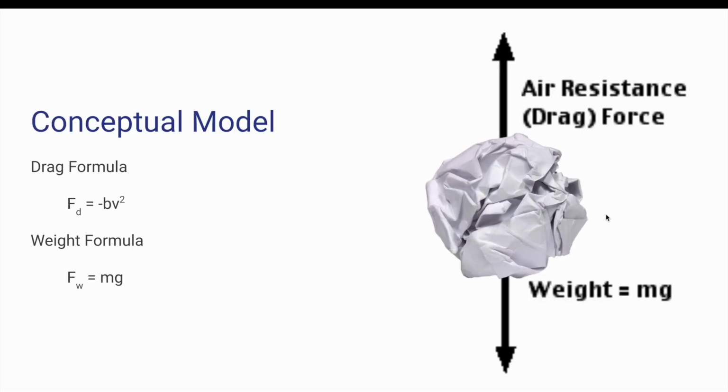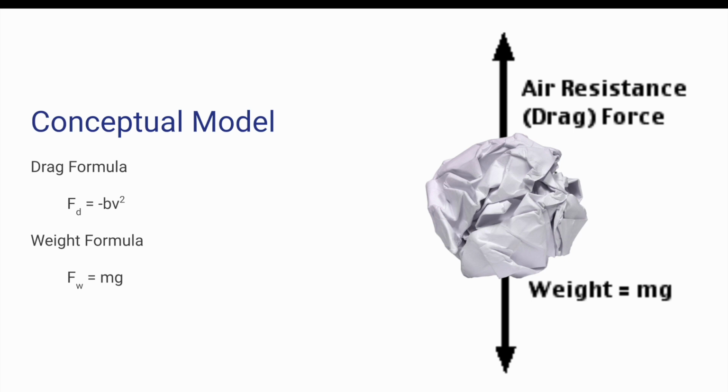So a conceptual model of the drag formula and the net force formula that we'll be using is shown on the right. We can see the paper ball, which is the system that I use in my equation, being pushed up with drag force, which in this instance is modeled by air resistance, and weight, which is mass times gravity, which we can find using the mass of the paper ball and the constant of gravity from the Earth's gravitational pull.